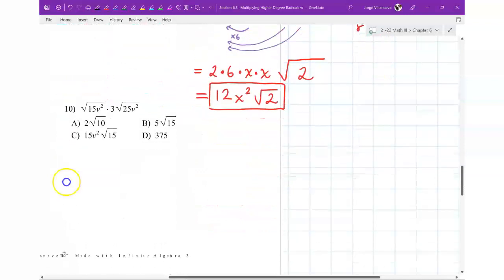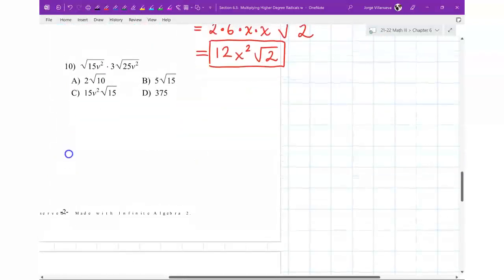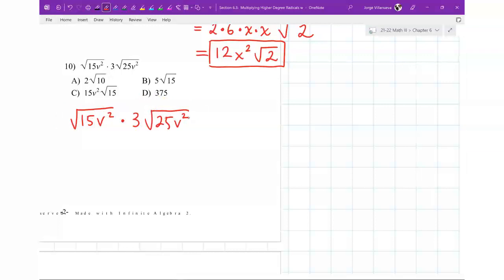All right, so look at number 10. It's starting to get a little bit on the bigger side with numbers, okay? But we can still work this out. So square root of 15v squared times 3 square root of 25v squared. Now sometimes people tell me, Mr. V, radical 25v squared, can't we simplify that right away? Yes, you could. If you want to, you can. Right? This right here is just 5v.